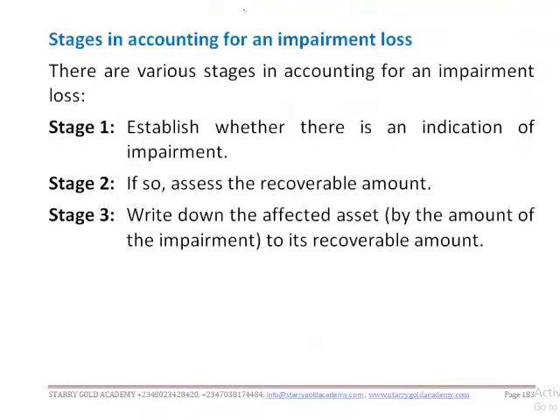Are we together? Okay, so now what are the stages in accounting for an impairment loss? There are various stages, and stage one is the establishment of whether there is an indication of impairment. So you should establish whether there is an indication of impairment. How do you know if there is impairment? If the production of a particular machine has been reduced drastically, then you know that such an asset is impaired. It is an indication that the asset is impairing.